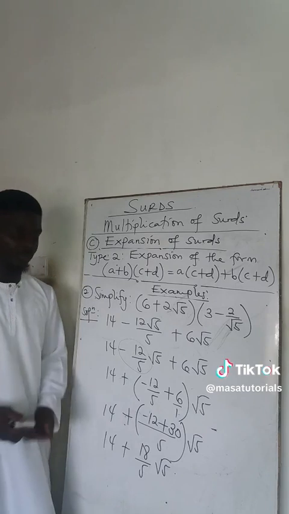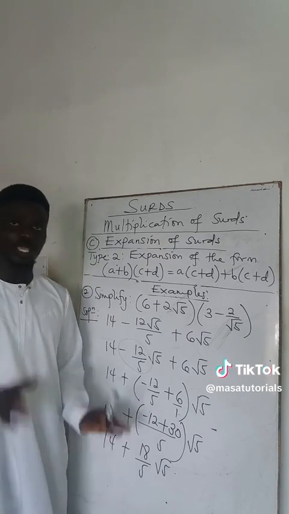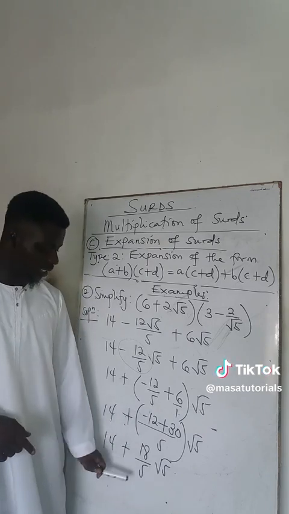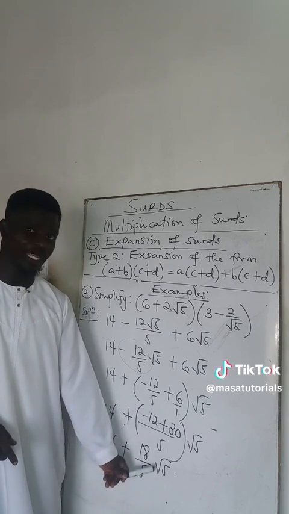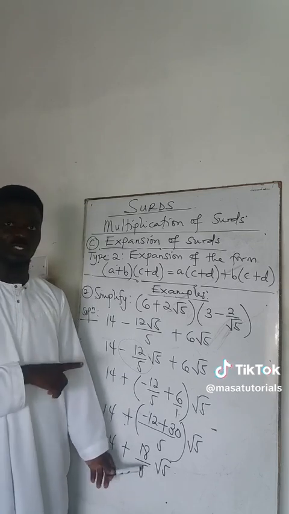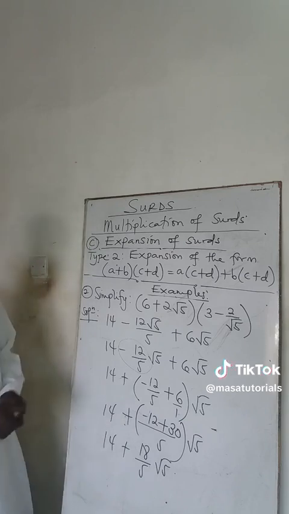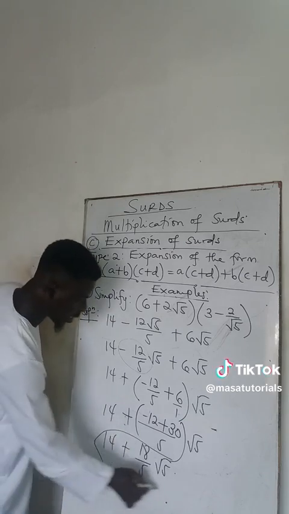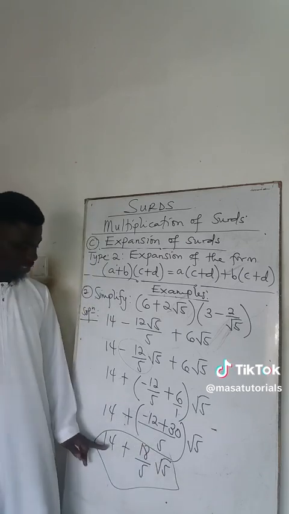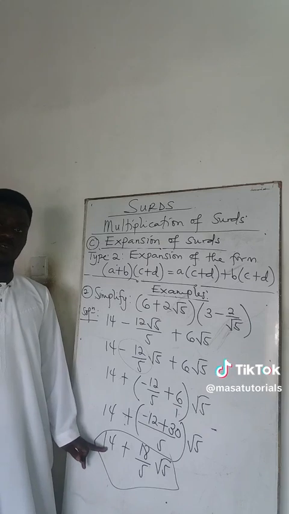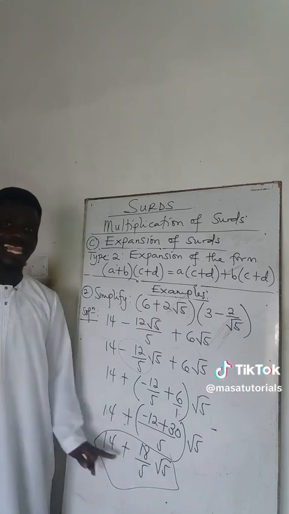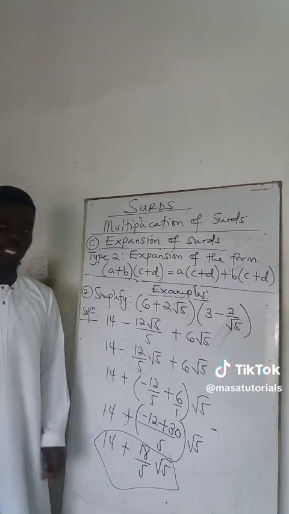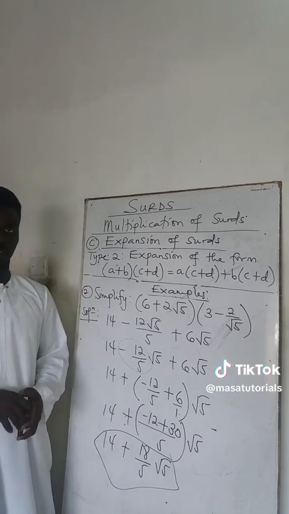We can't cancel. 5 cannot go into 18 exactly, so we leave it like that. 5 too cannot go into this 5 inside the square root because 5 is not inside the square root, so we can't cancel. So we leave it like that. So this is our answer. Don't forget here, we don't have square root of 5 here. If we were having square root of 5, it should have been what? A like set. But here it is an unlike set.